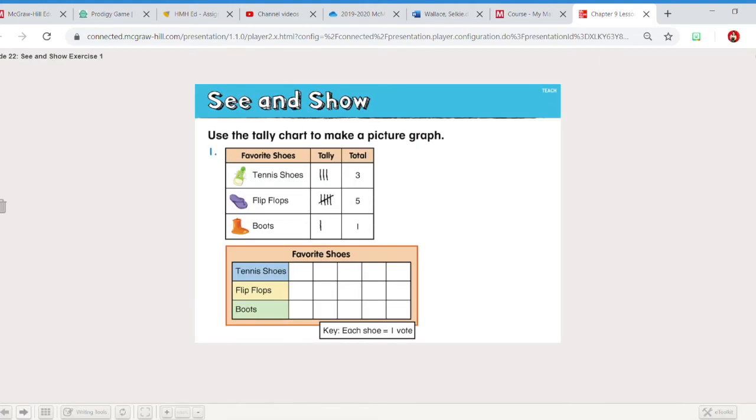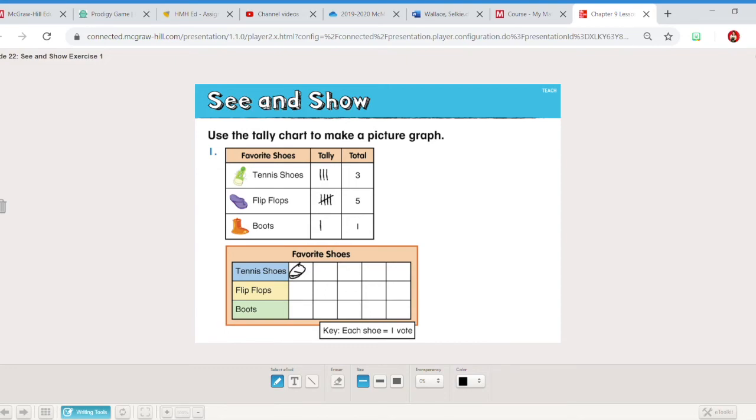And then we're going to jump right into number 1. We're going to do number 1 together, and then I'm going to let you guys go and see all the great work that you do. So for tennis shoes, it looks like we have 3 tennis shoes, 5 flip-flops, and 1 boot. And they even gave us a picture of what it can kind of look like, so that'll help me draw so I don't have a blob for each one.